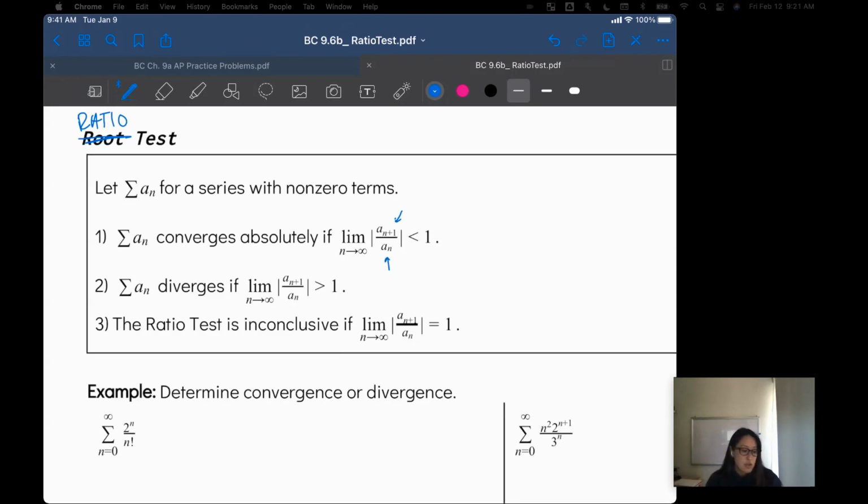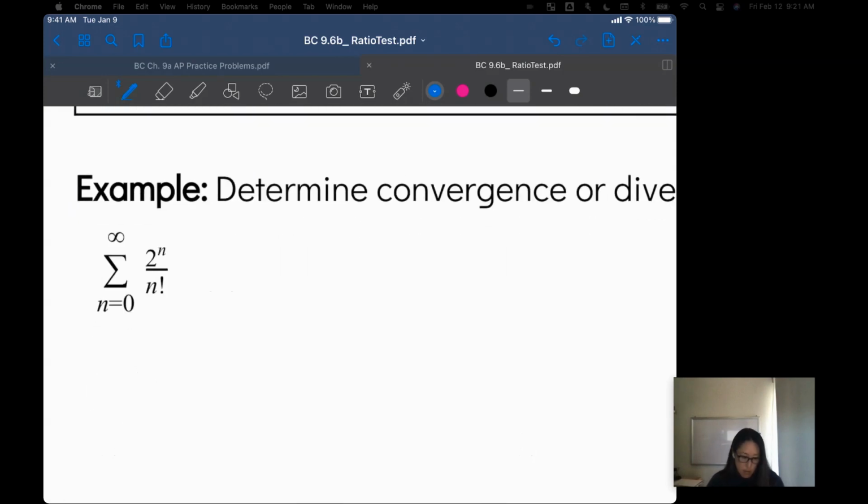I think about ratio tests as kind of like the geometric series test. Okay, we're looking at how fast the series is growing term by term. Okay, so let's go ahead and look at a few. We're going to determine the convergence or divergence of the series.